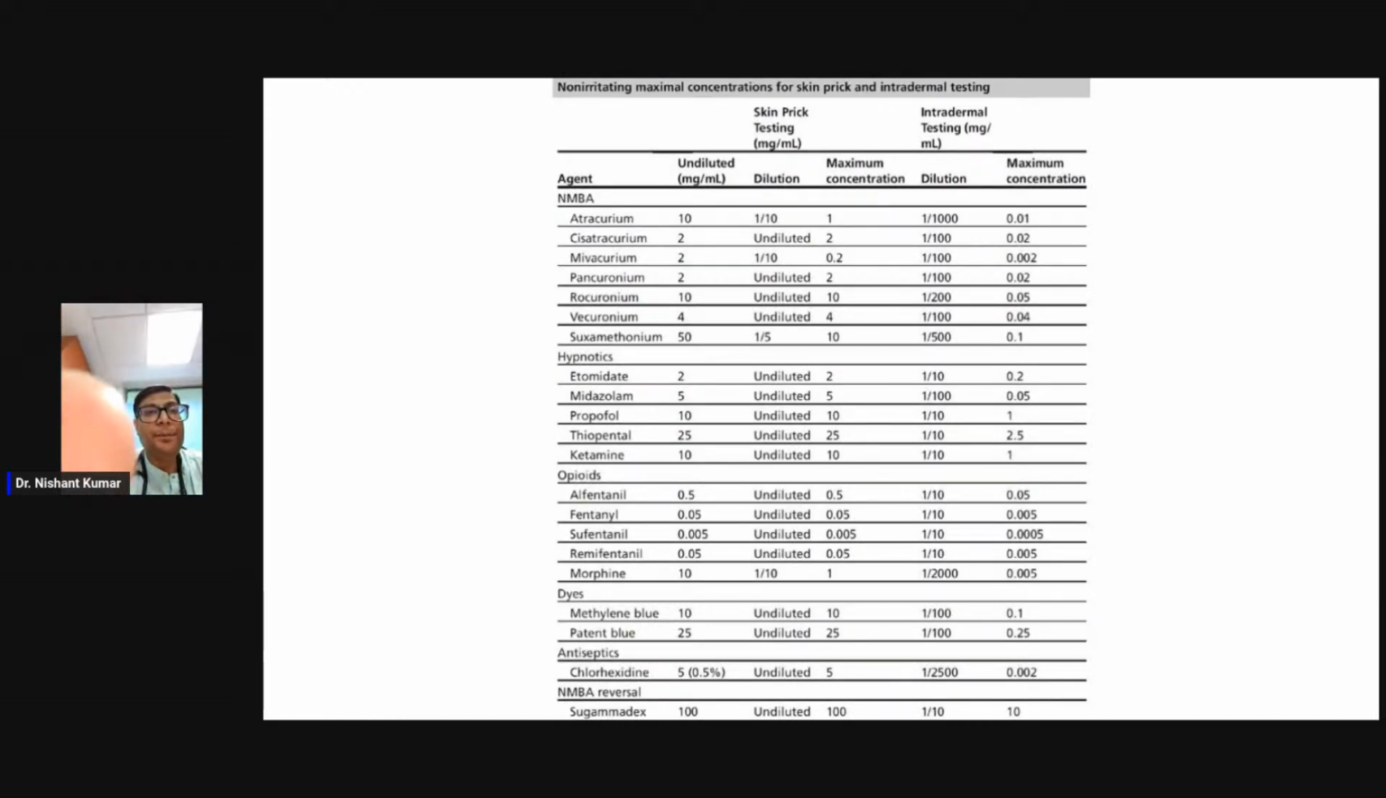So this is the normal dose, undiluted dose, which is used for skin prick testing or intradermal testing, and that is how you should be administering. So we have the agents for NMBA, hypnotics, opioids, dyes, and antiseptics, and NMBA reversal, sugammadex. So these are the dilutions which you're supposed to use for skin prick testing and intradermal testing. Next, please.